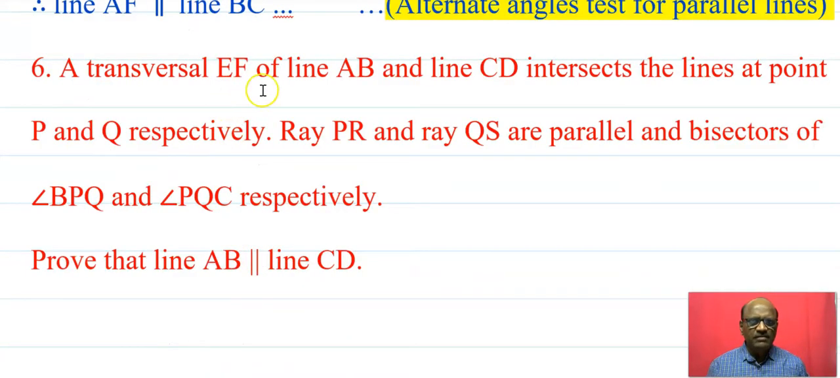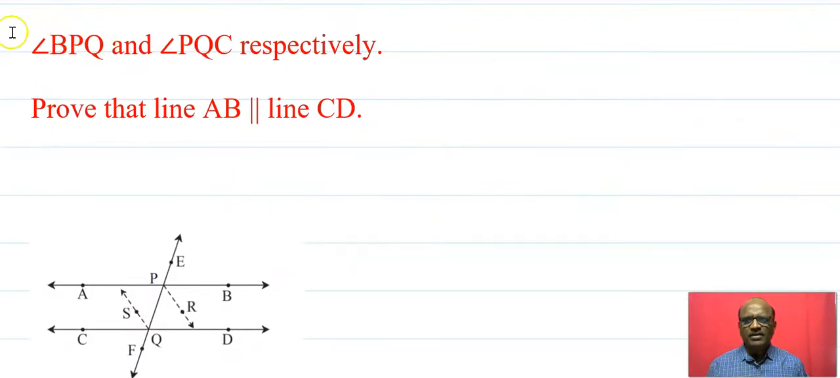A transversal EF of line AB and line CD intersects the lines at points P and Q respectively. Ray PR and ray QS are parallel and are bisectors of angle BPQ and PQC respectively. Then we'll prove that the line AB is parallel to line CD. In previous examples, we proved that the bisectors are parallel. Now in this example, we are proving that these two lines are parallel.